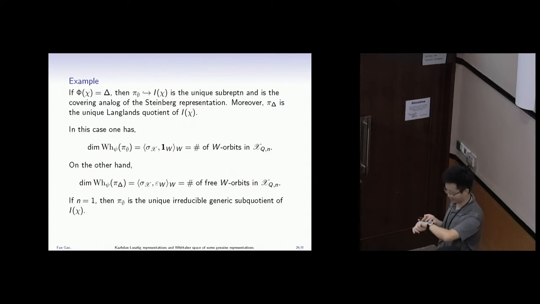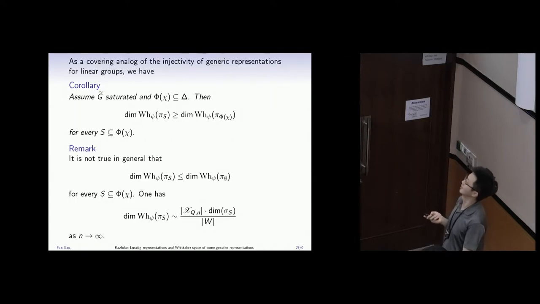I think there are some consequences of this. For instance, one can conclude from here that if you have this condition, then your principal series will be in the Langlands situation. So you will have this to be the unique Langlands quotient. It says nothing but this Langlands quotient is actually the least generic piece.